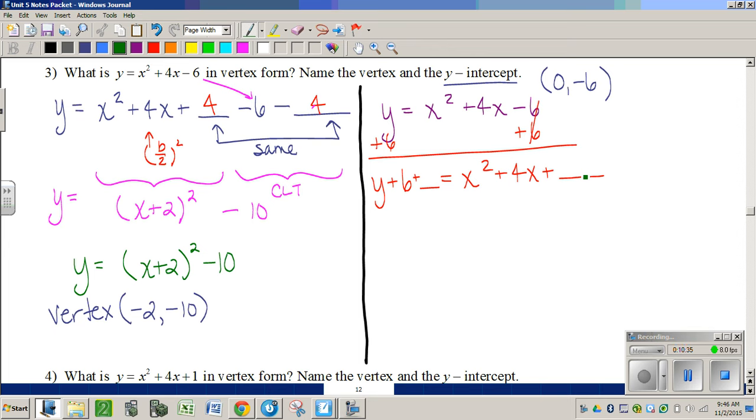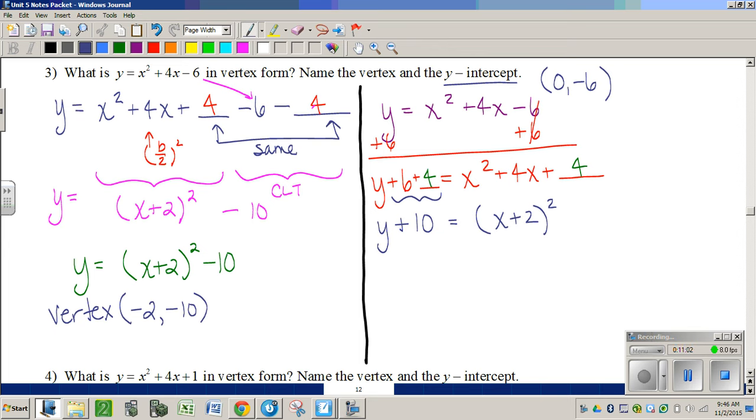Half of b squared is 4. Now notice this time I'm working on opposite sides of my equation. So this time I'm adding 4 to both sides to keep it balanced. So over here on my left-hand side, I have y plus 10. Just combine the like terms there. And I'm going to factor this. This gives me x plus 2 squared.